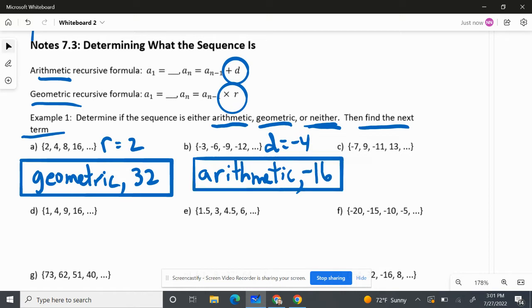For the next one, -7, 9, -11, 13. This one right here, notice that it's going up by 2, but then it changes signs. So that's neither a common difference nor a common ratio, so that would be neither. But we still could figure out the pattern, because if it's going up, that means the next one is 15. But since 13 is positive, that means the 15 has to be negative.